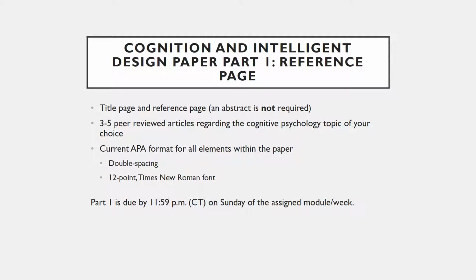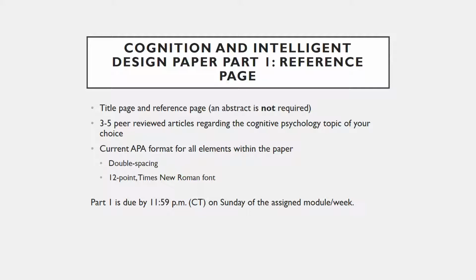So let's talk about what part 1 will be. Part 1 will be the reference page. So you'll have to turn in a title page and reference page, no abstract required. 3 to 5 peer-reviewed articles regarding the cognitive psychology topic of your choice. And then it must be in current APA format for all elements within the paper and double spaced. The paper should also have 12-point Times New Roman font, and it will be due by 11:59 p.m. on Sunday of the assigned module week.